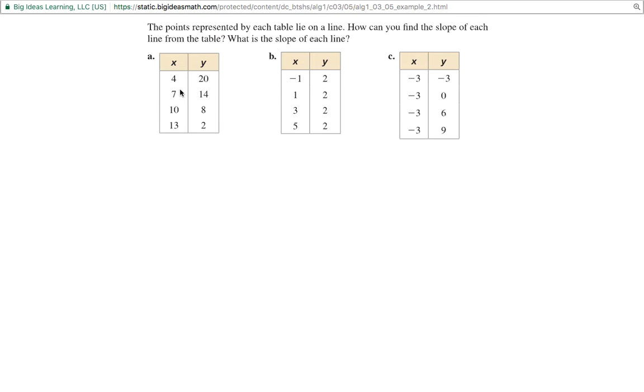First of all, what do you notice about B? What's unique about B compared to A? All the same Y. So what would that do in your problem? What do you think that would end up doing?